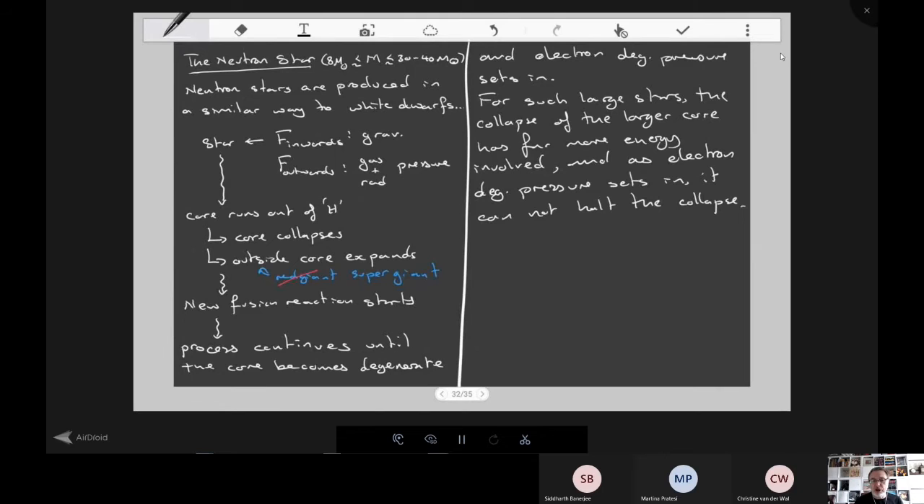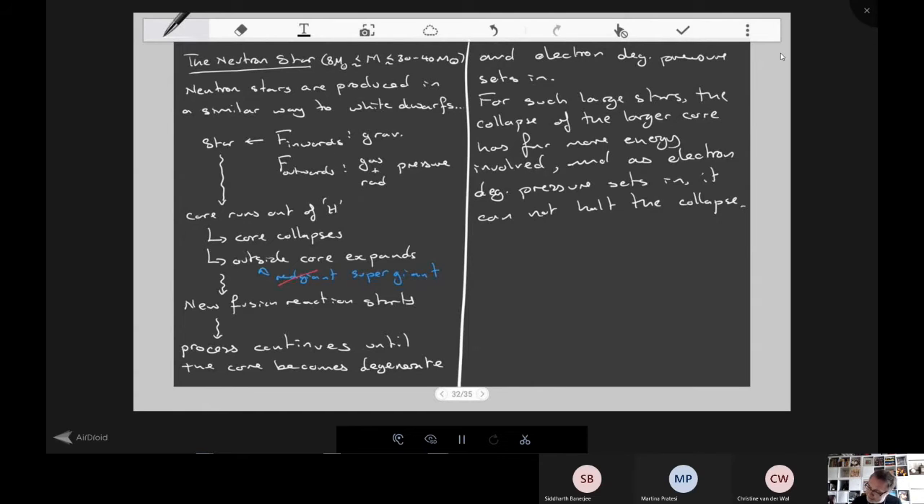The point here is not that electron degeneracy pressure is incapable of stopping this collapse. That's not the point. The point is that when electron degeneracy pressure first sets in, there is so much energy available that actually electrons can still be excited. And so when the electron system becomes degenerate, it can still collapse because there is so much energy. It doesn't instantly stop. It just slows down.